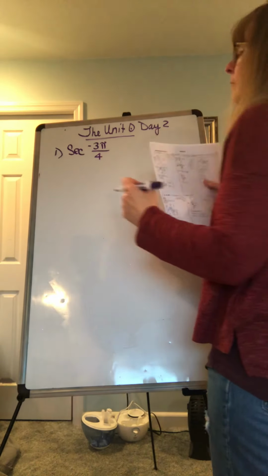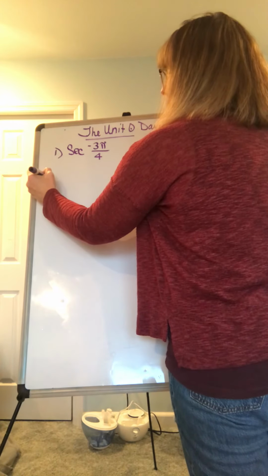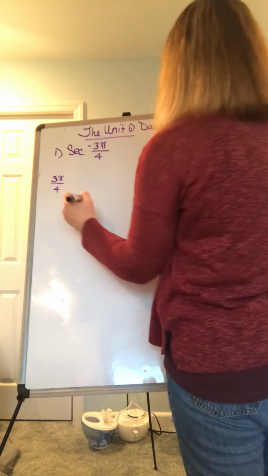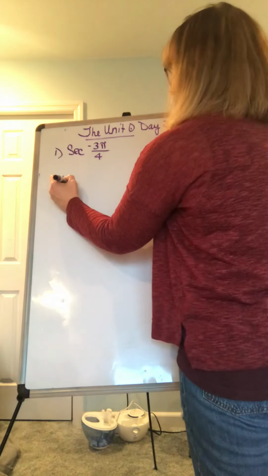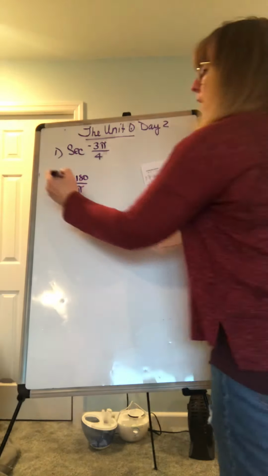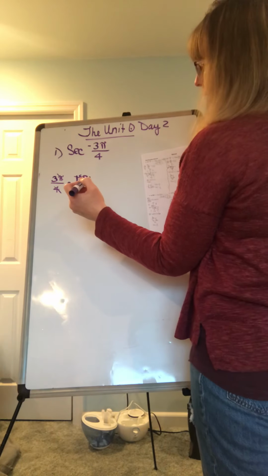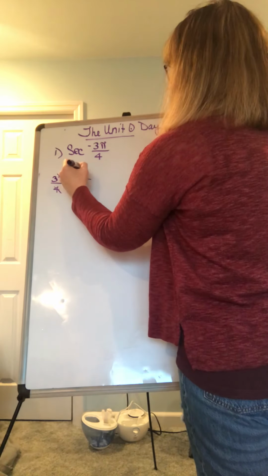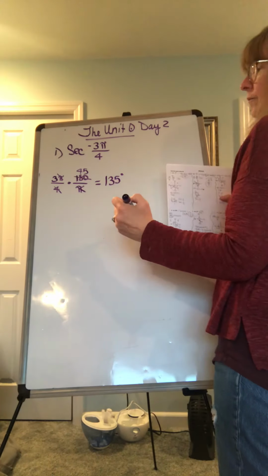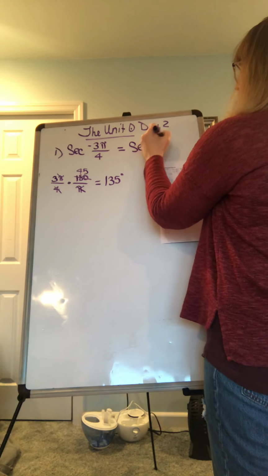Okay, well, first of all, what are we talking about with 3 pi over 4? So I'm going to take my 3 pi over 4, and I'm going to convert this into degrees by multiplying by 180 over pi. If you remember this from lesson 2, diagonally the pi's are going to reduce. 4 goes into 180 45 times, and 3 times 45 is going to give me a 135 degree angle. So this is now saying I want the secant of negative 135 degrees.